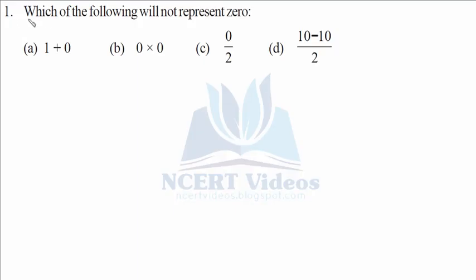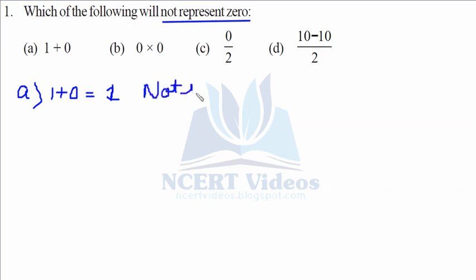Question 1. Which of the following will not represent 0? We are given 4 options and we have to find which does not represent 0. First is 1 plus 0, that is 1. So it does not represent 0. So we write, does not represent 0. Likewise, we will do the others.